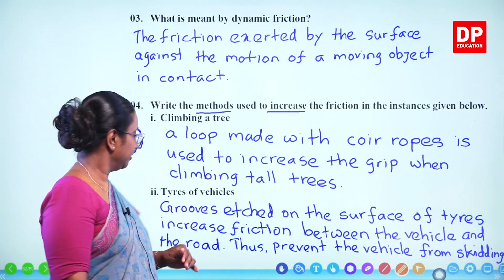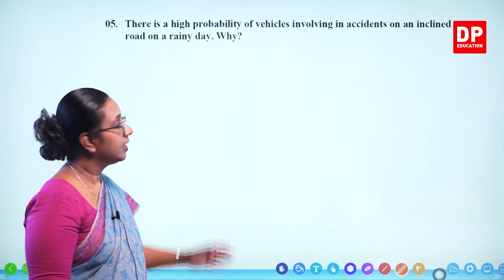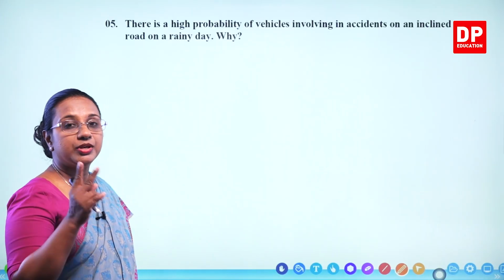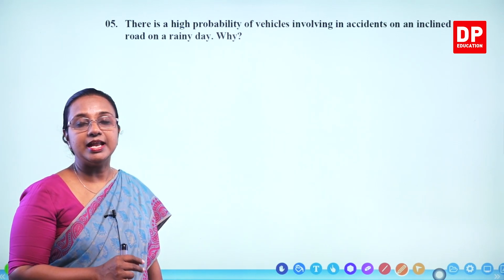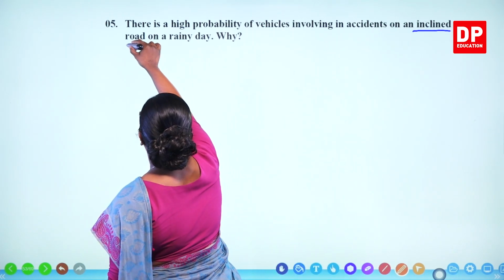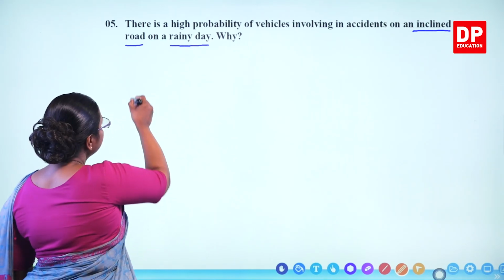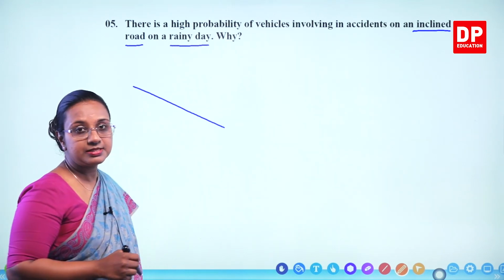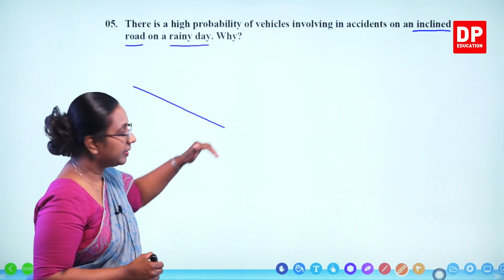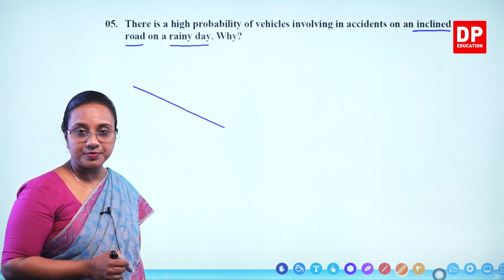Now the next question. There is a high probability of vehicles being involved in accidents on an inclined road on a rainy day. They have asked why. So here again there are 2 points that you have to consider. It is an inclined road and it is a rainy day. So when there is an inclined road, it's like this. Either you're coming down along the road or you're trying to climb up the road.